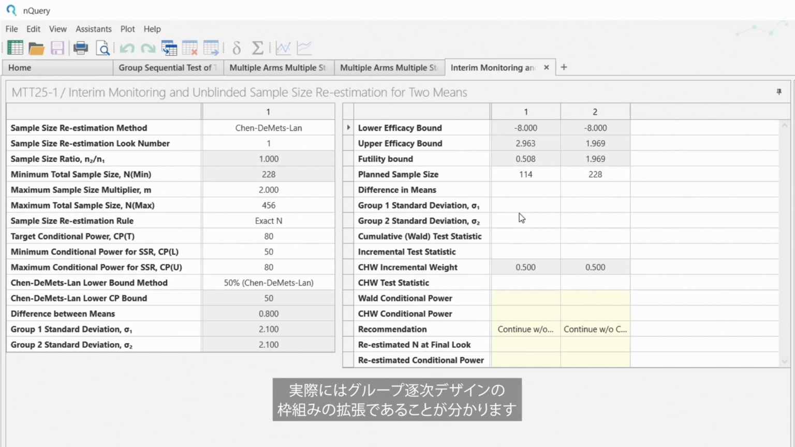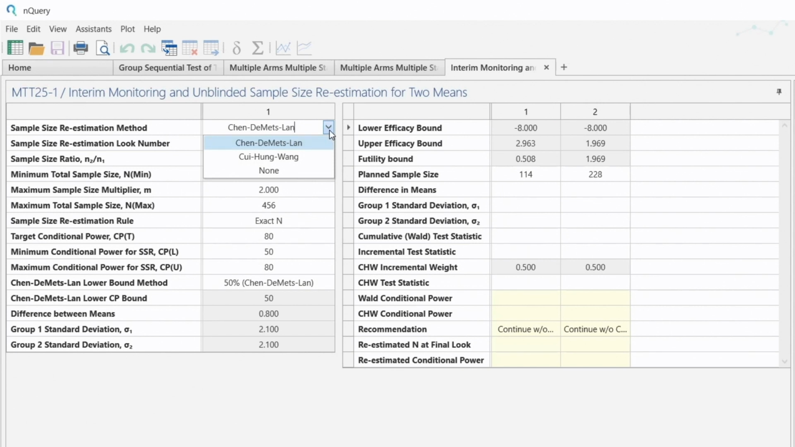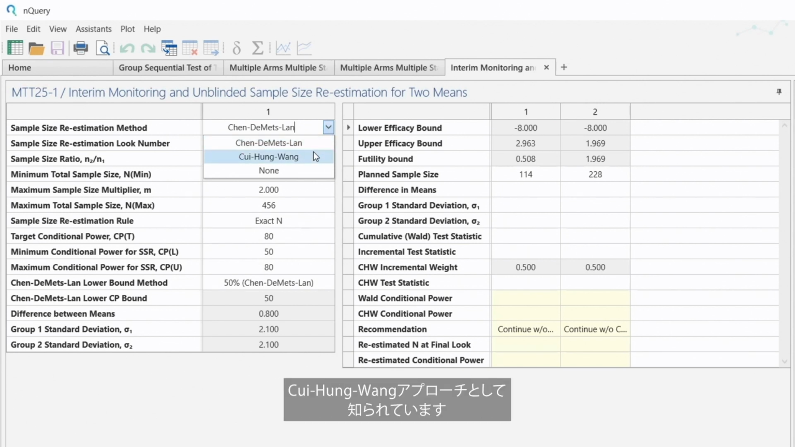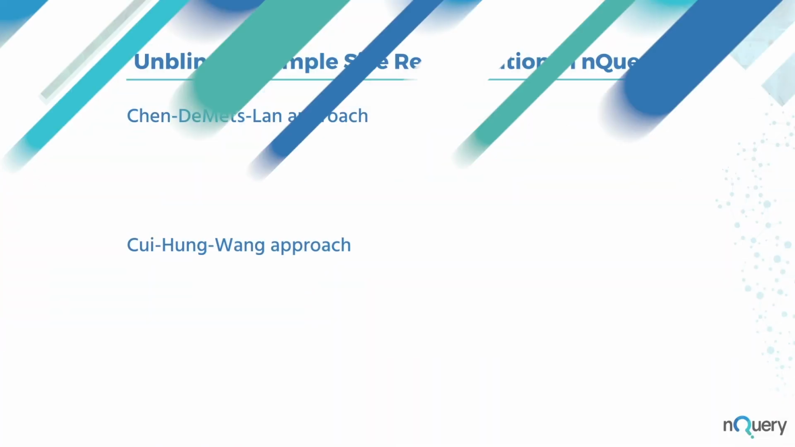We can thus see that that third option is really just an extension of the group sequential design framework. In nQuery, there are 2 different approaches for sample size re-estimation, which are collectively often called promising zone designs. In this case, they are known as the Chen, DeMets and Lan and Cui, Hung and Wang approach. In this tutorial, we will mostly focus on the Chen, DeMets and Lan approach.